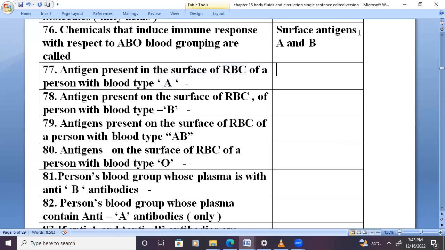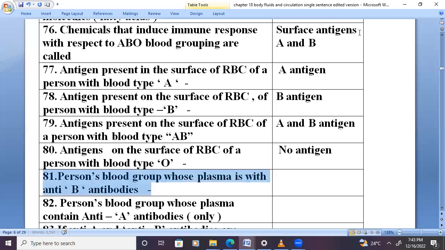The antigen present on the surface of RBC of a person with blood type A is A antigen. For blood type B, it is B antigen. For blood type AB, both A and B antigens are present. For blood type O, there is no antigen, no sugar polymers.